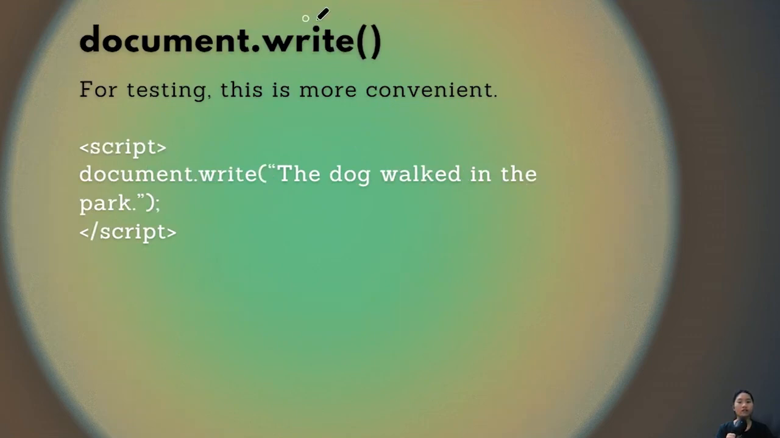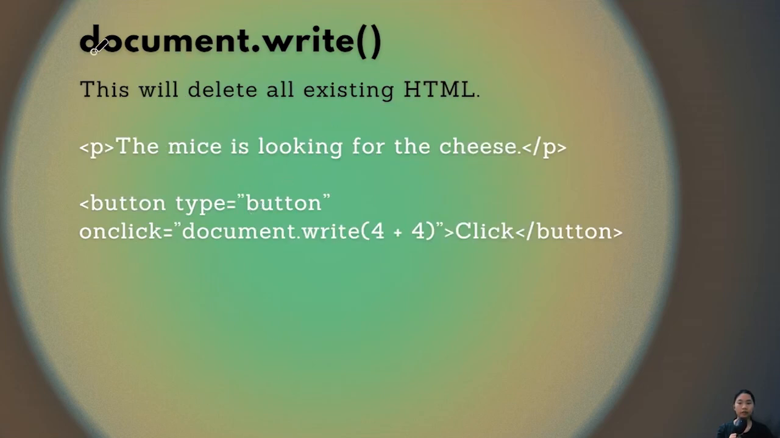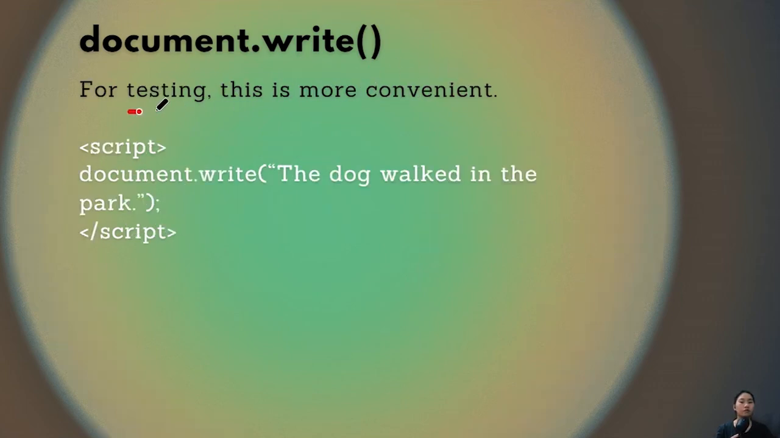Next up is document.write. Document.write, like console log, is mainly for testing, and it makes it really, really convenient. And very simply, document.write, the dog walked in the park. Now, it's not going to replace any HTML element, okay? It's not going to do anything like that. It's just going to put the dog walked in the park right on your browser, right there in the HTML file. Now, one thing with document.write is that it will delete all existing HTML. That's why it's very useful for testing and not for production.